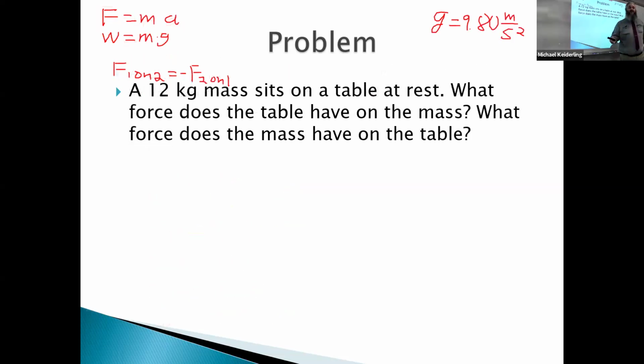And here we have a 12 kilogram mass sitting on a table at rest. So the question here is, what force does the table have on the mass, and what force does the mass have on the table? So here's sort of a diagram. Nothing is moving, so the net force on everything is going to be 0. On the box, there's the weight pulling the box down, and the force of the table on the box pushing up, and then the force of the box on the table is pointing down.